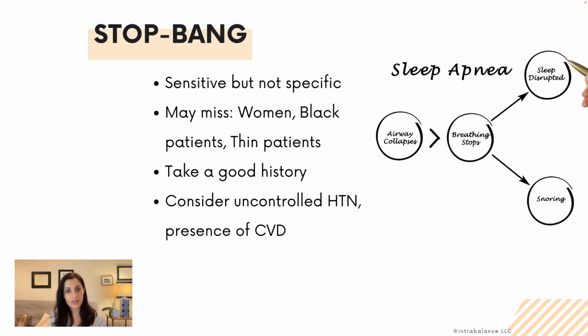So you can use the Stop-Bang questionnaire as one of your initial screening tools. It's a rating scale. It's readily available, quick and easy to fill out for your patient. It is sensitive, but it's not specific, and it might miss symptoms or give you a false negative in certain patient populations, like in women, in Black patients, and patients who are thin. So I want you to take that into consideration when you're reviewing the results, but it's just a nice simple tool that you can start incorporating right now, even to get your patient thinking about some of the symptoms.